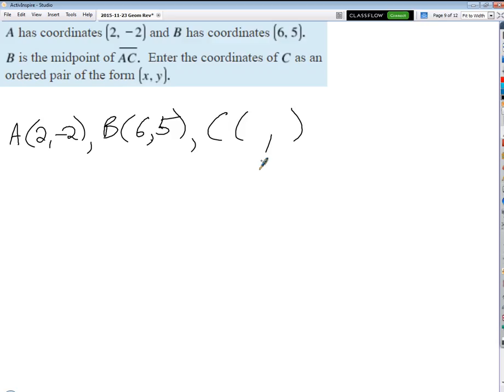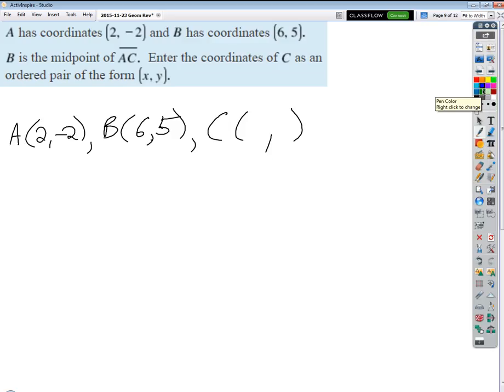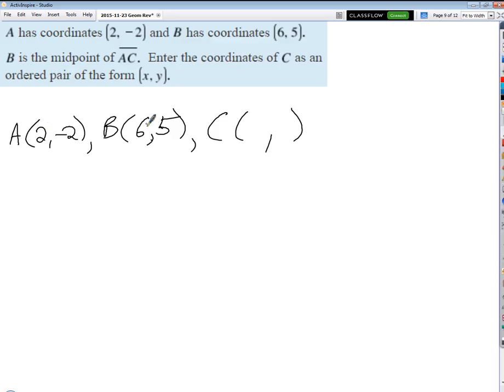Think what the midpoint really is. The midpoint is the middle x value and the middle y value, right? And so when we're moving from this endpoint x value of 2 to the middle x value of 6, just ask yourself, how much did x change to go from 2 to 6? Did it increase or decrease? It increased by 4. So I added 4, didn't I?